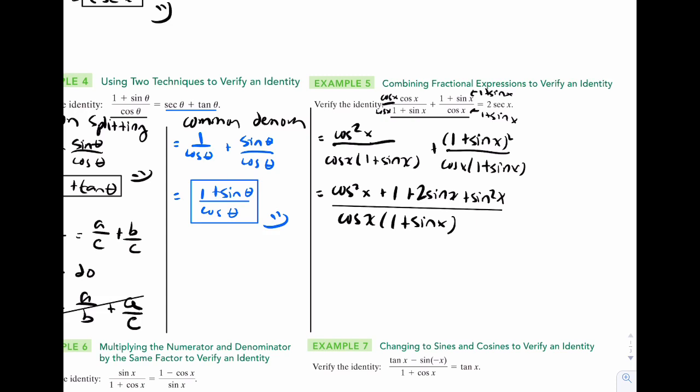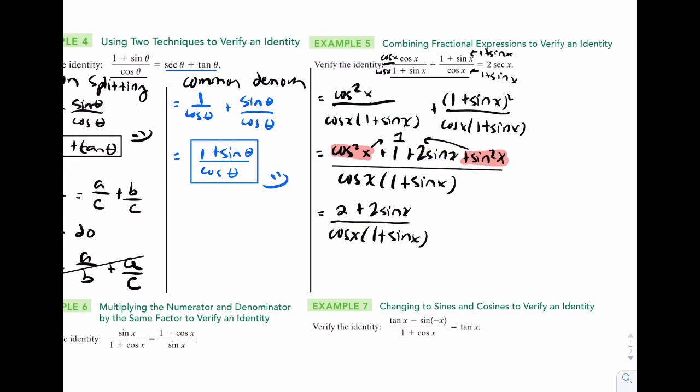Now take a moment and look at this, and hopefully you notice something. Let's everybody highlight this cosine squared and this sine squared. Take a moment and think, well, what is that? What's cosine squared plus sine squared? Hopefully you remember these things become the number 1. So now we have 1 plus 1, which is 2, plus 2 sine x, all over cosine x, 1 plus sine x.